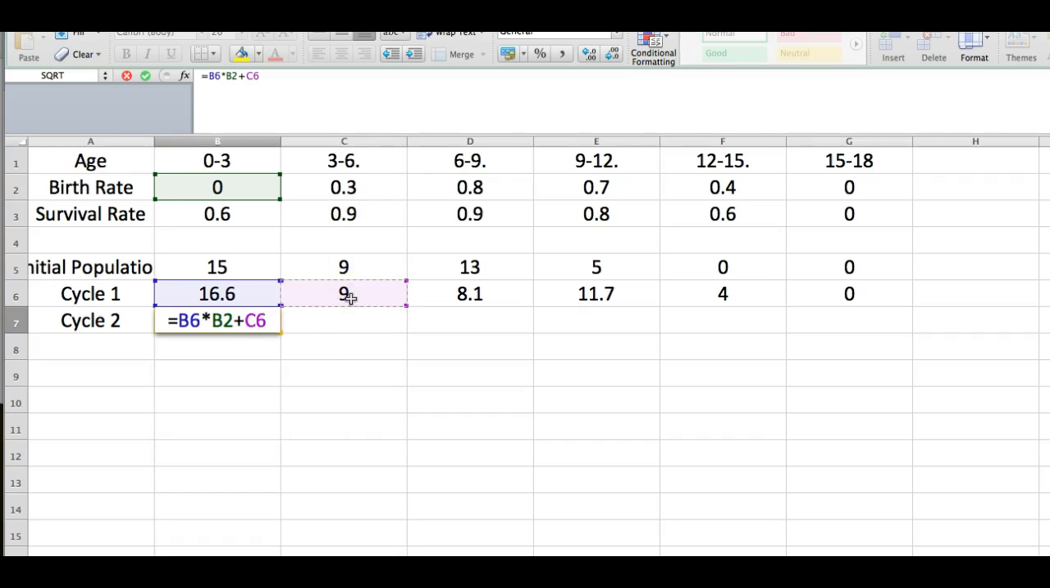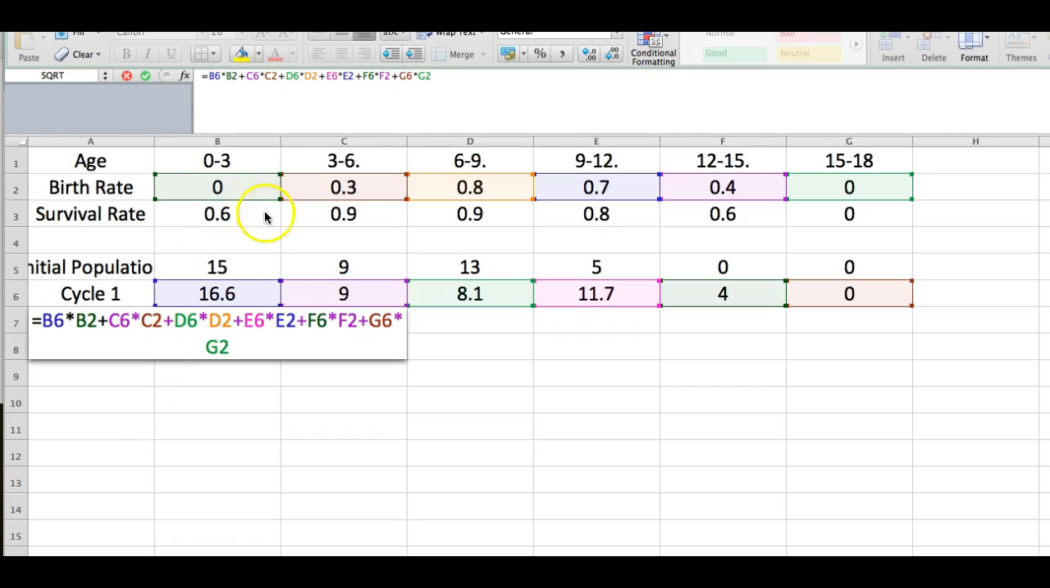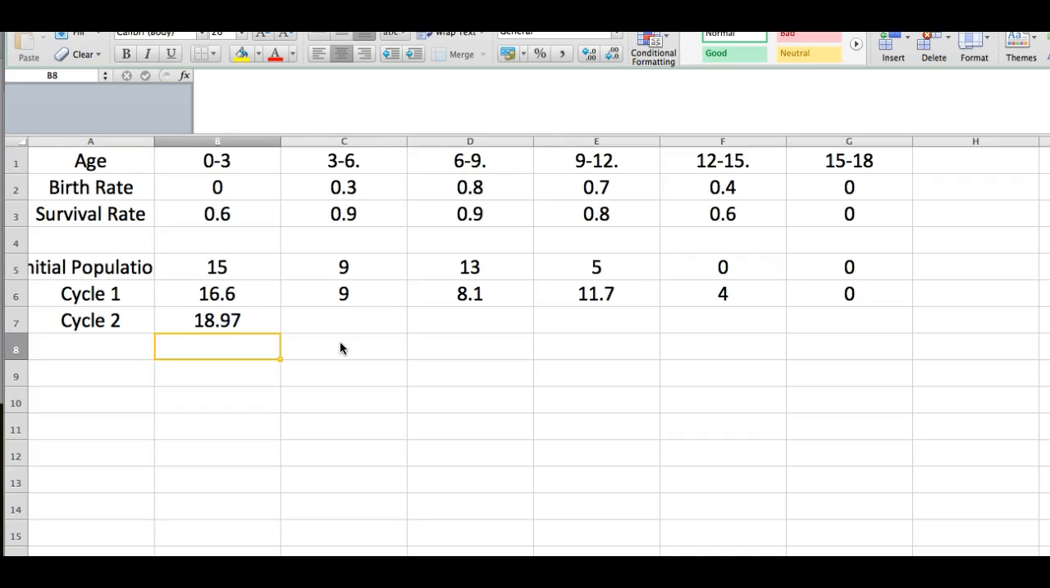Then I'm going to add this number times this one here, and so on. So I've multiplied all those. This is going to give me all my new babies because that's the birth rate in each one of these categories. So I've done that all there. What do I get? I get 18.97. So this is the most cumbersome calculation. These other ones are pretty easy.